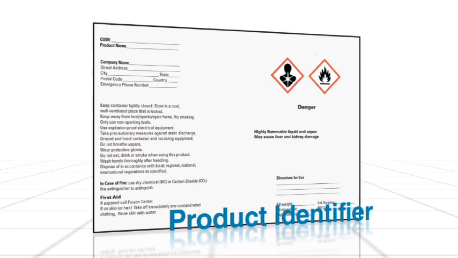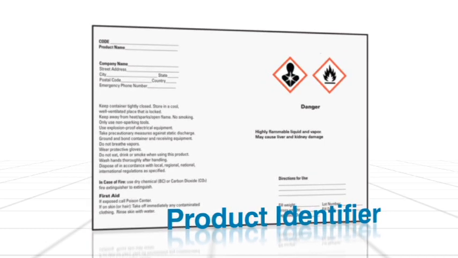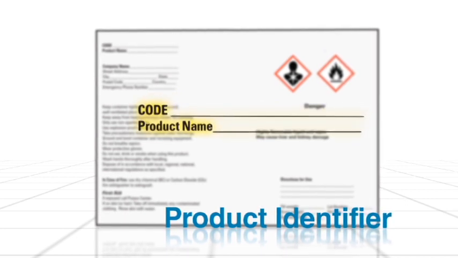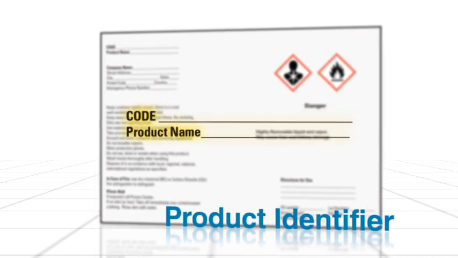The product identifier simply tells what is in the container or package. The name should match the name used on the safety data sheet. It should also note the chemical identity, including all hazardous ingredients.